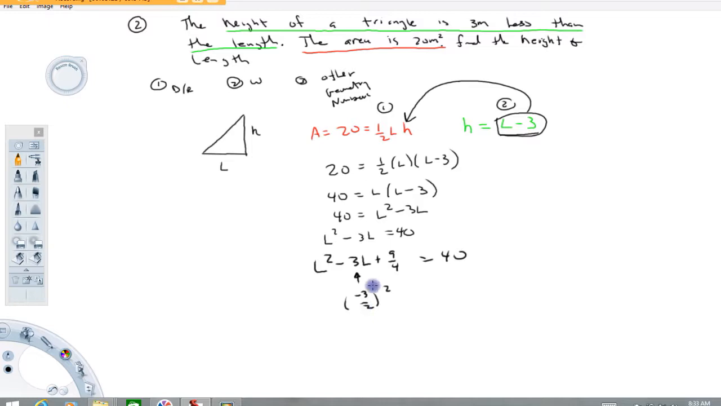Now, over on the right here, you've got to add one over there. You can't add something to the left if you don't add it to the right.